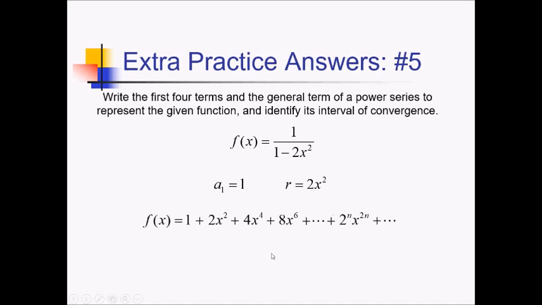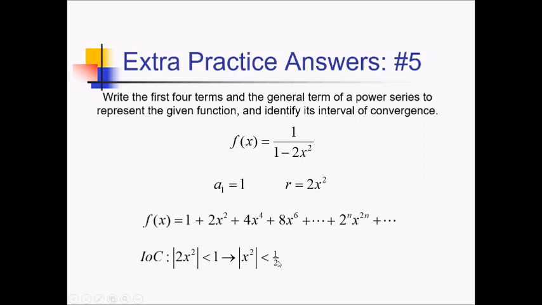Now to get the interval of convergence, I have to take my common ratio of 2x squared and set the absolute value of that less than 1. And at this point, all I have to do is solve for x. So to start that process, let me divide both sides by 2. So this is going to be a 1/2 over here. And now I'm going to take the square root of both sides.